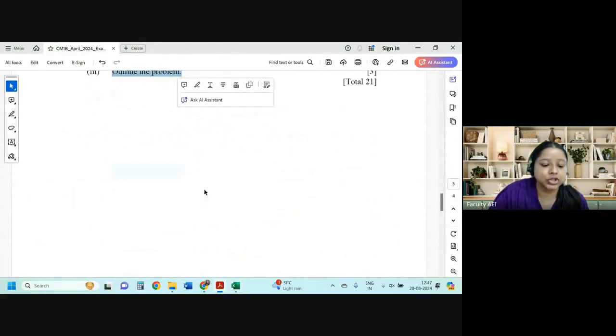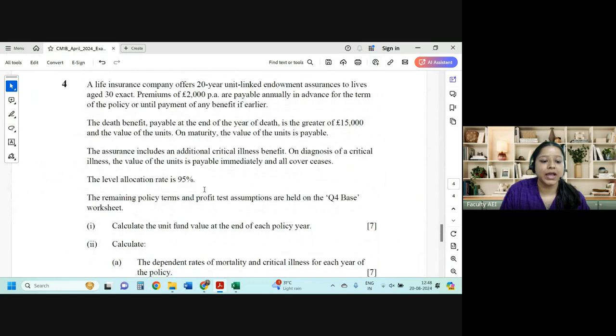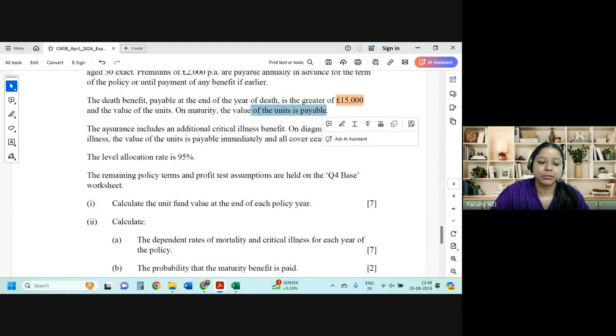So next question is, a life insurance company offers a 20-year unit-linked endowment to a life aged exact 30. Premiums of 2,000 are payable in advance for the term or until the payment of benefit if earlier. Death benefit payable at the end of the year is the greater of 15,000 or the value of units. So it's limited to 15,000 minimum.